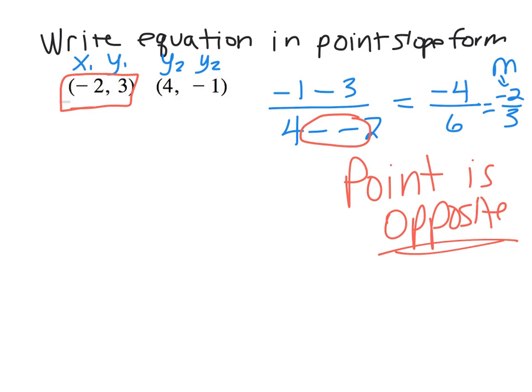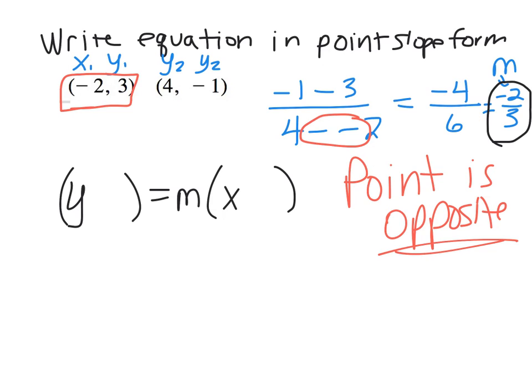Okay, so to write my equation, always start with a y equals mx. So my m is going to go, and then I have my x term. And now I'm going to fill it in. So I know that my m, I figured out my m is -2/3. So I'm going to go ahead and write that in. And I've got my x and my y.